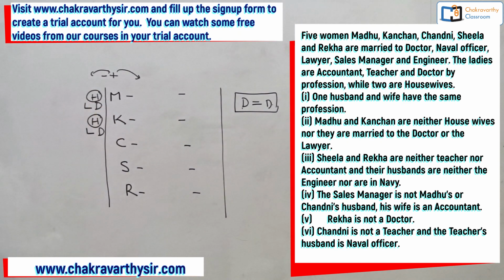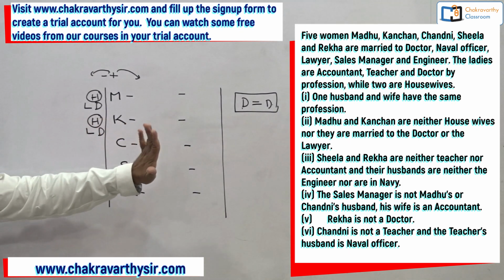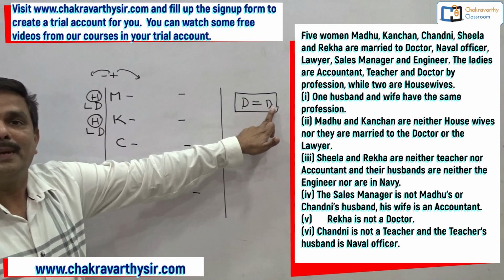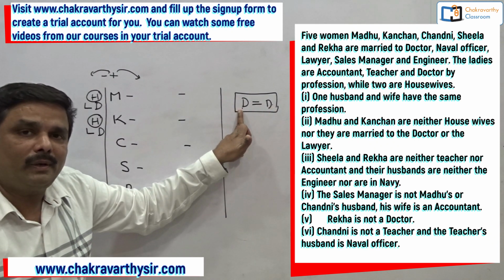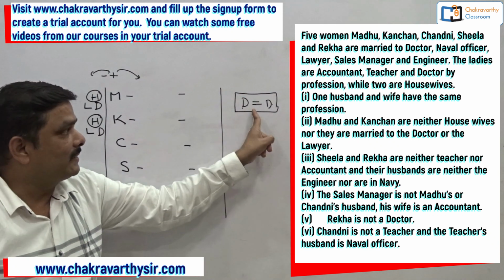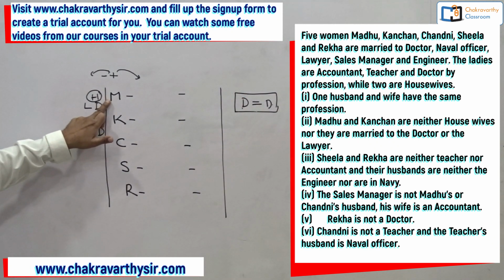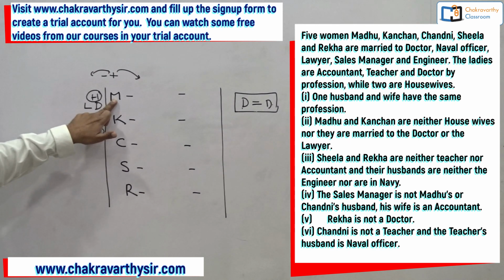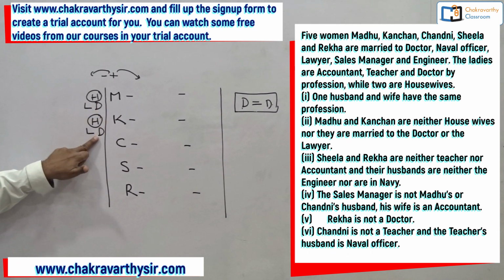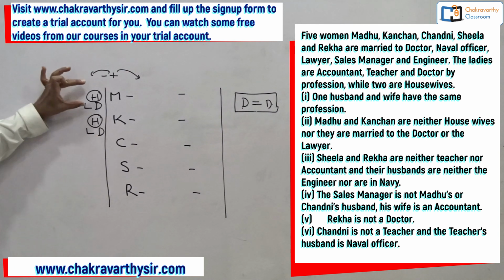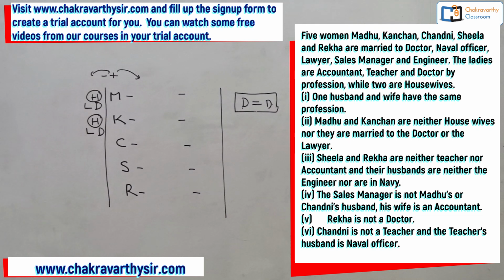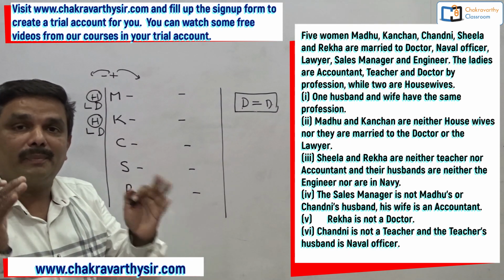What is the hidden data? Observe carefully. Here they have given one piece of information: if the wife is a doctor, the husband should be a doctor. If the wife is not a doctor, that lady's husband should not be a doctor. At the same time, they have given that Madhu's husband is not a doctor, and Kanchan's husband is also not a doctor. Now start with any one person, either Kanchan or Madhu, and try to correlate the information.